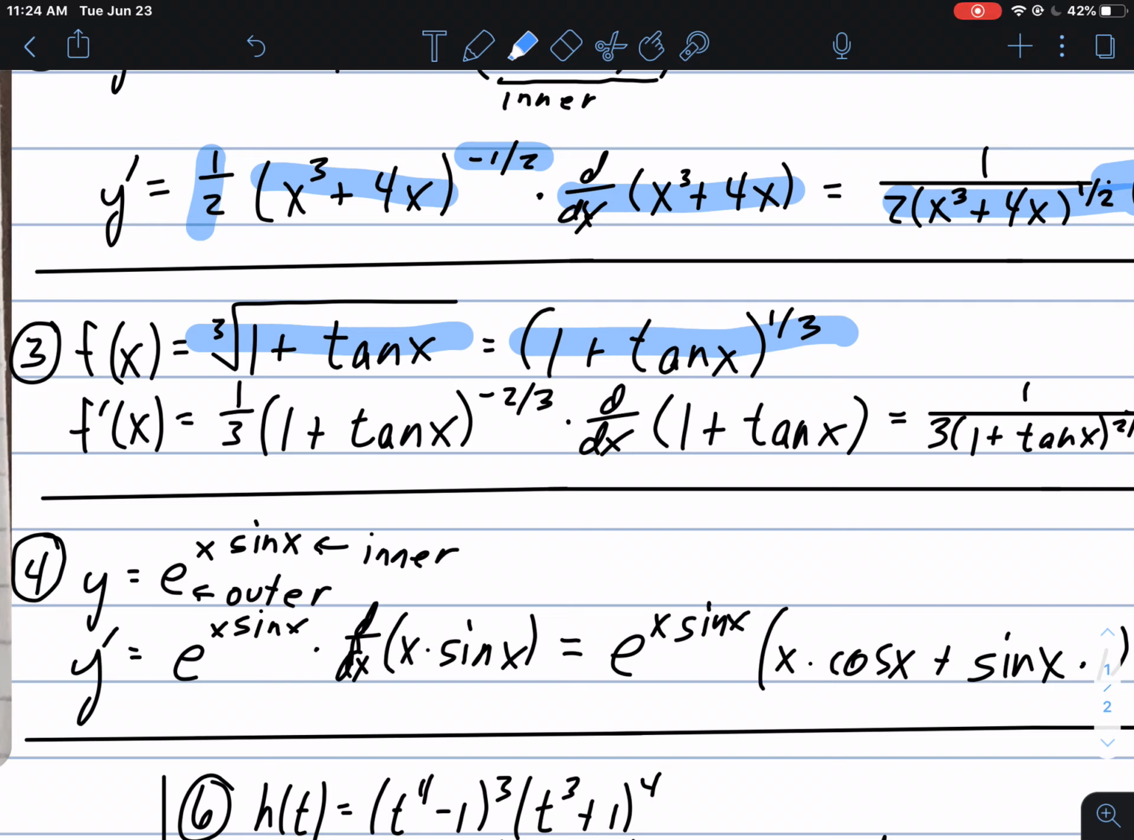It's a power function whose base happens to contain a trig function. I don't worry about that just yet. I worry about that in the next step. So the outer function being a power function, we apply the power rule, which says multiply by the exponent and decrease the exponent by 1. Subtract 1 from 1/3, I've got negative 2/3. And again, the base doesn't change. I just differentiate the outer function, leave the base alone, then I multiply by the derivative of the base, which is 1 plus tangent.